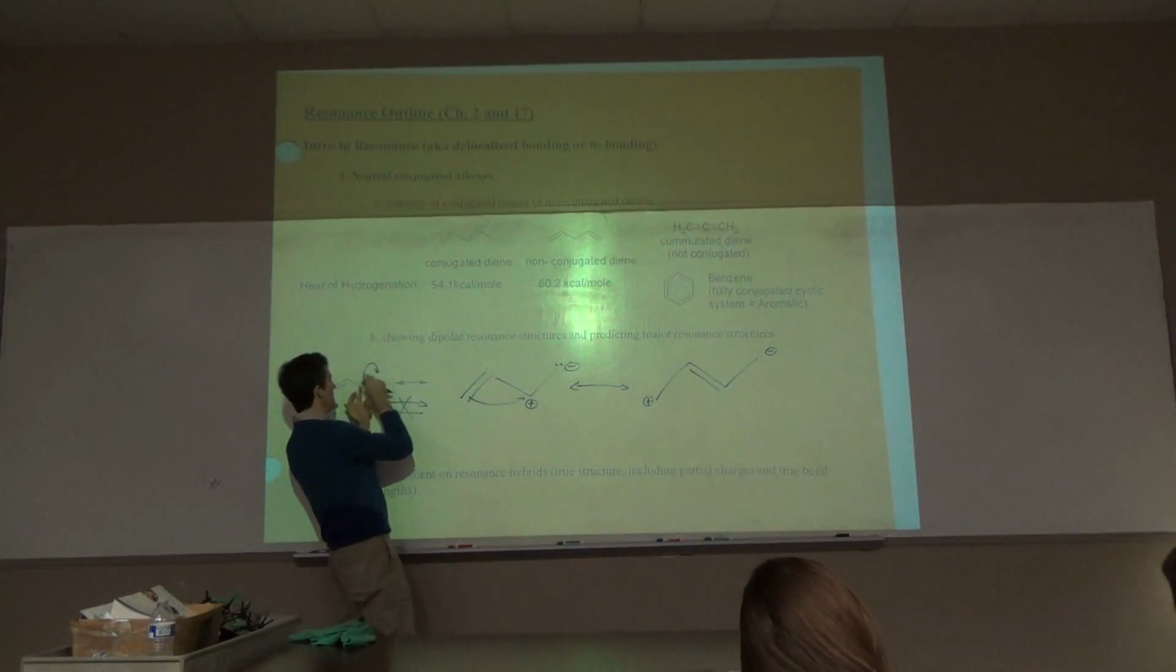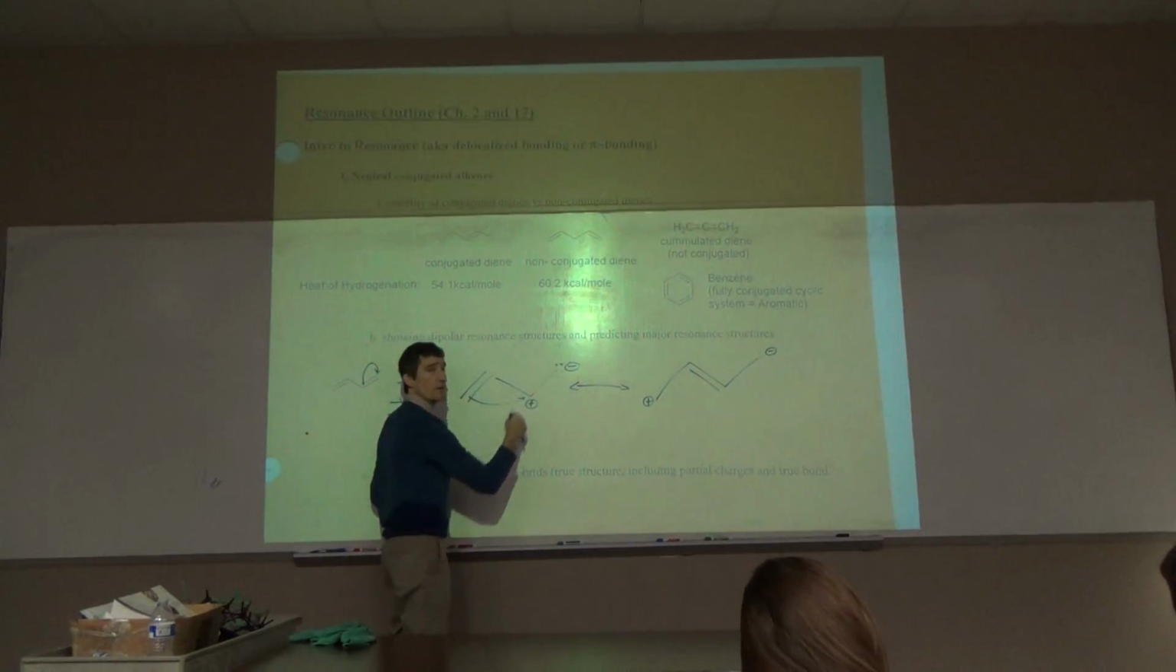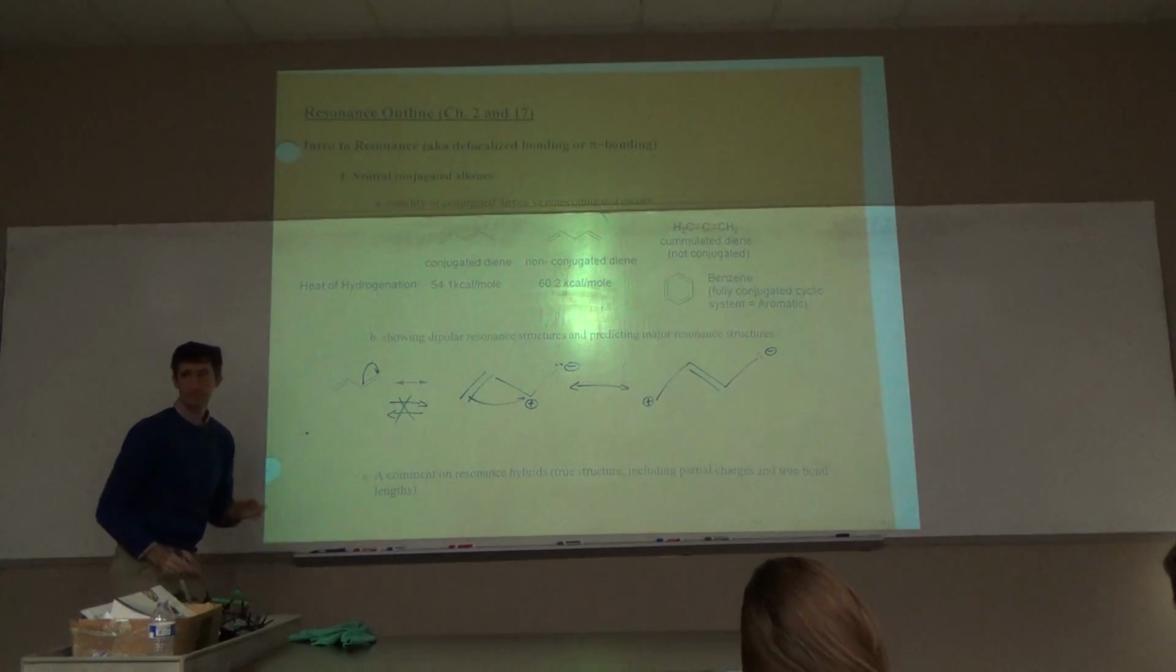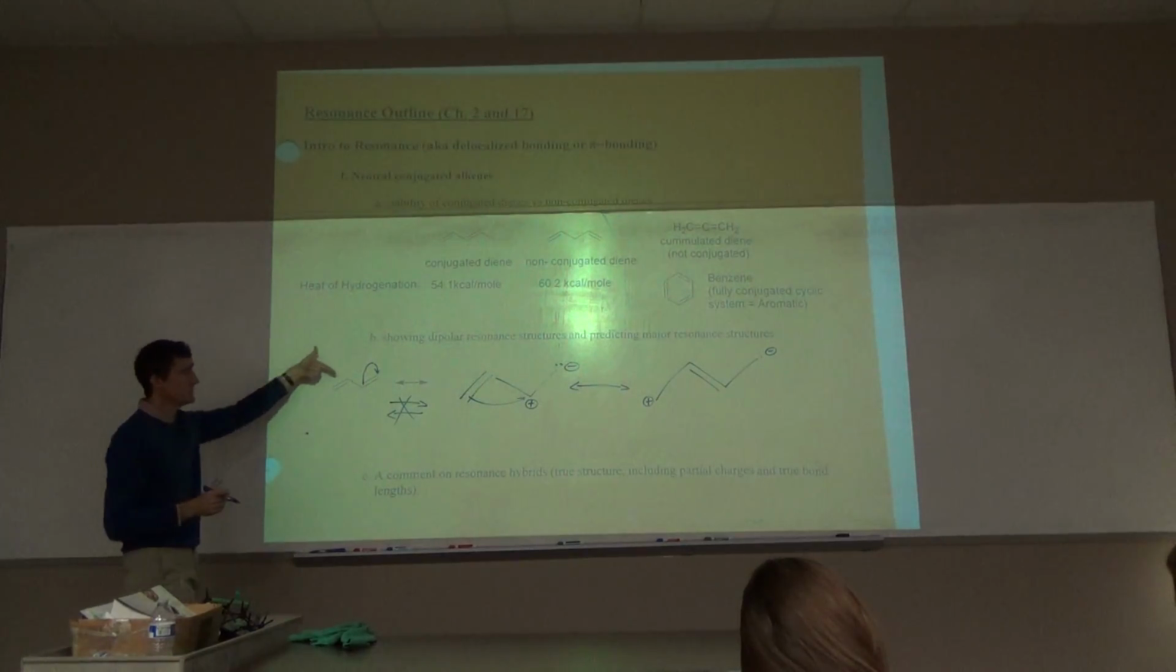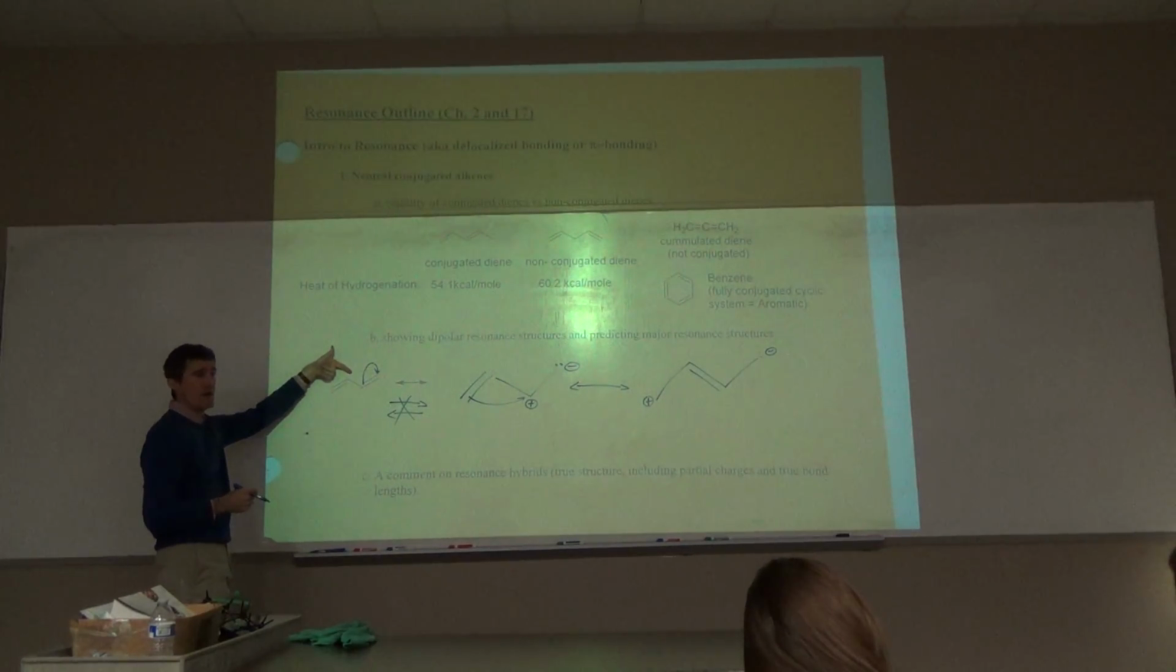Because right here, we broke the pi bond. It has one less pi bond. That's a better structure. This is your major resonance structure. And that's why typically when you see this compound drawn, it's drawn like this.